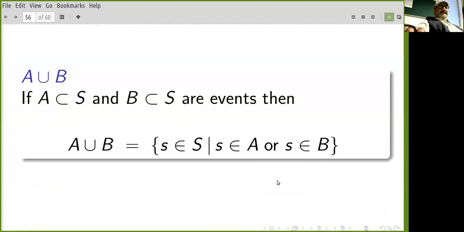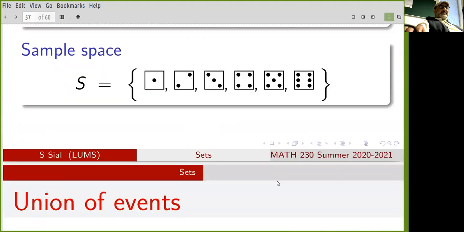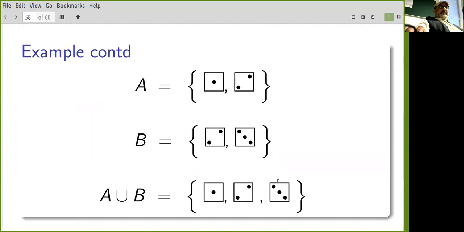Union of events, we already defined that. It's the set which consists of elements in A or in B or in both. So in the dice rolling experiment, you get results from 1 to 6. That's your sample space. You have the A and B that you had before. Now the union of those two events, A union B, consists of everything that's in A, that's 1 and 2, and everything that's in B, that's 2 and 3. So A union B is rolling a 1, rolling a 2, or rolling a 3.